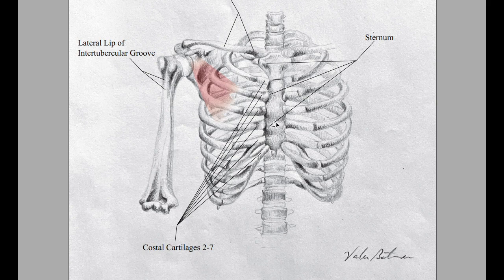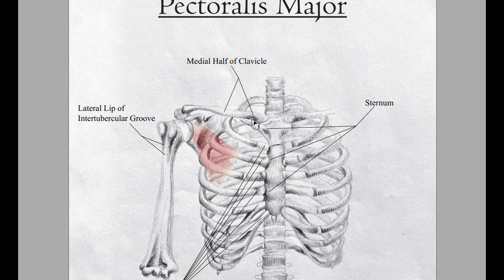It's also going to attach onto the sternum. Also, it's going to attach to this part of the manubrium here, and it's going to attach to this medial half of the clavicle. And we're going to see later the other muscle that attaches to the lateral half.